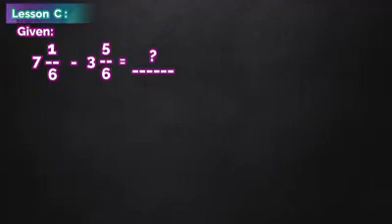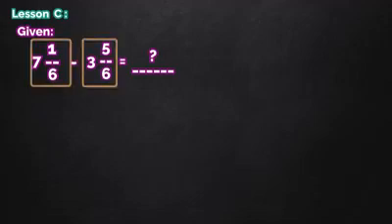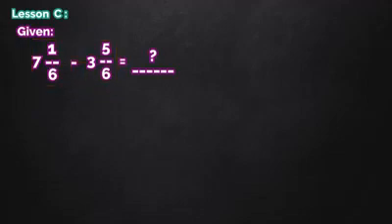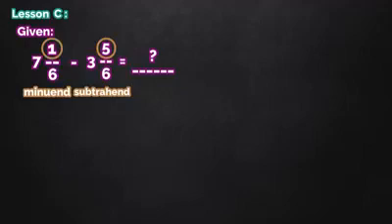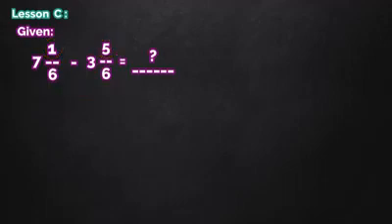Lesson C. Given is 7 and 1/6 minus 3 and 5/6 equals blank. What are your observations to the given fractions? Correct. Both are mixed numbers with similar fractions. Another is, in the mixed number that we are going to subtract, the subtrahend's fraction part is greater than the fraction part in the minuend. We cannot subtract the numerator 5 from the numerator 1. How are we going to solve it?